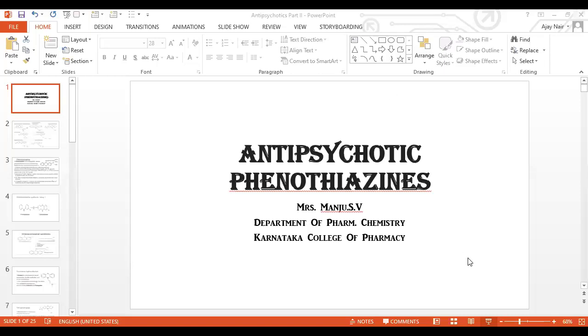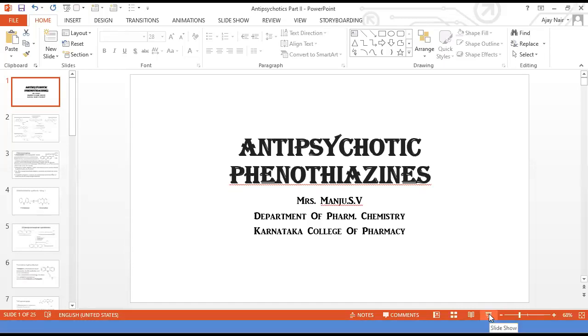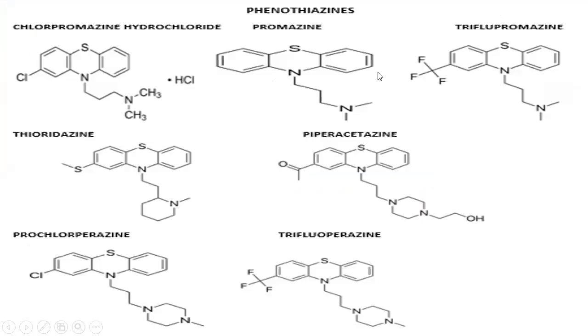Okay, so we are discussing the antipsychotic phenothiazines. You can see here, this is the structure of promazine. Promazine is a phenothiazine. In this phenothiazine, based upon the substitution in the second position, you can see here, in most of the compounds the second position substitution is present. Based on the substitution at the second position, you get the different phenothiazine derivatives.